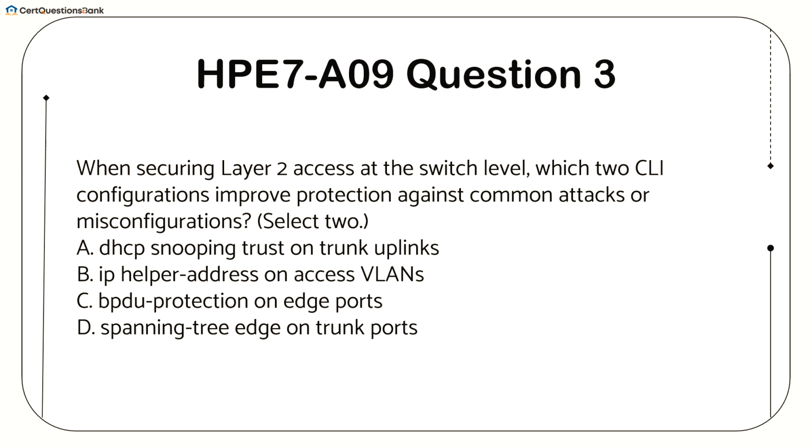When securing Layer 2 access at the switch level, which two CLI configurations improve protection against common attacks or misconfigurations? Select 2. A. DHCP snooping trust on trunk uplinks. B. IP helper address on access VLANs. C. BPDU protection on edge ports. D. Spanning tree edge on trunk ports.